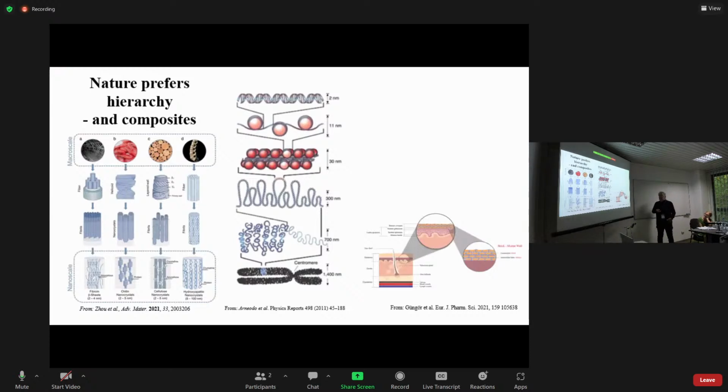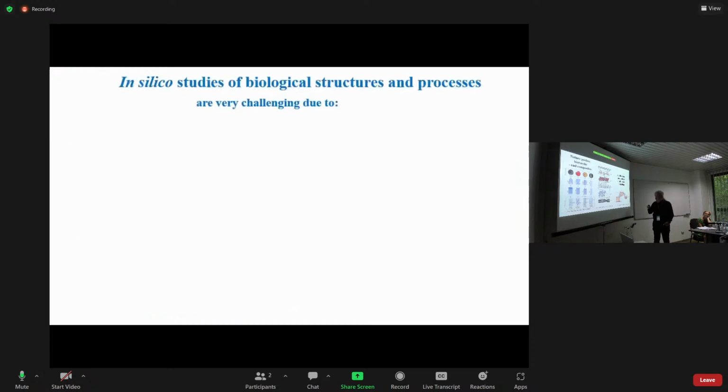This is a piece of our skin, which also can be seen as a hierarchical structure, and it can be modeled as well. So all these structures are really ideal for hierarchical multi-scale modeling. So now I should say something about multi-scale modeling.